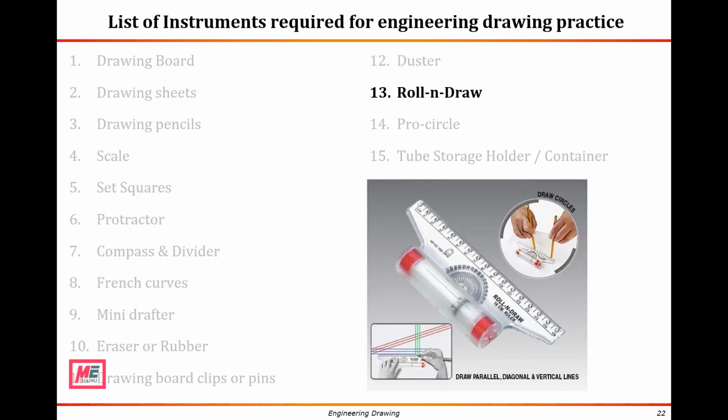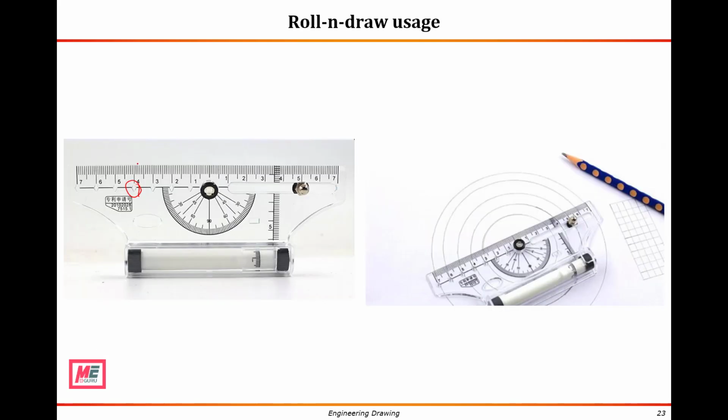Number 13. Roll and draw. Roll and draw is a roller scale used to draw equispaced parallel lines, charts, angles, circles, graphs, and many other technical drawings. It is a multi-purpose drawing instrument which also lets us measure. You can observe holes here which help us to draw circles like this.